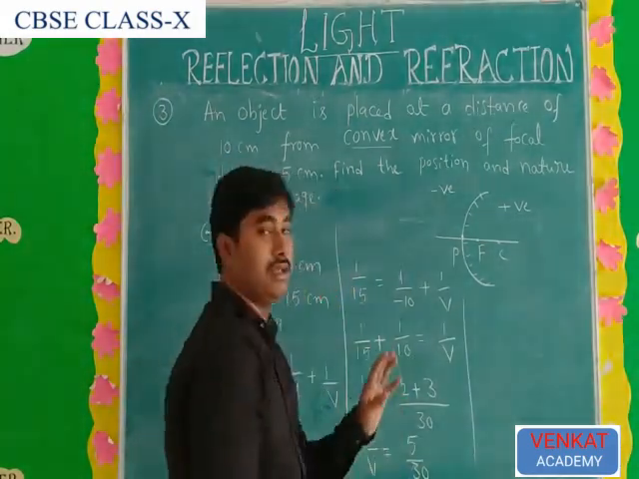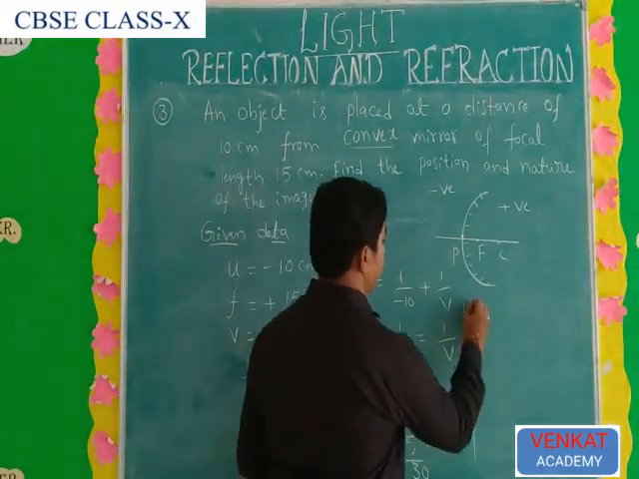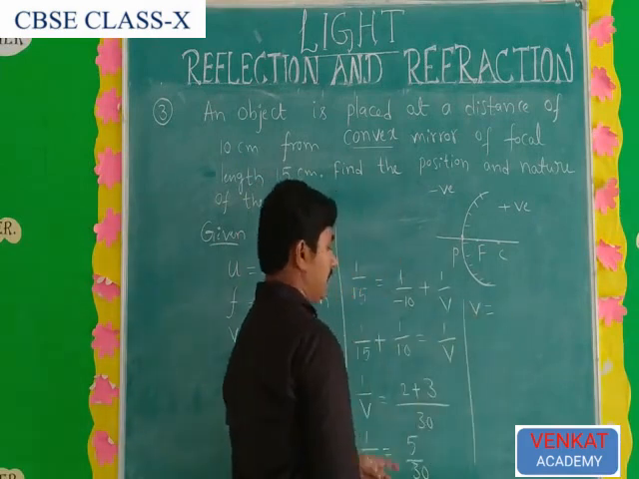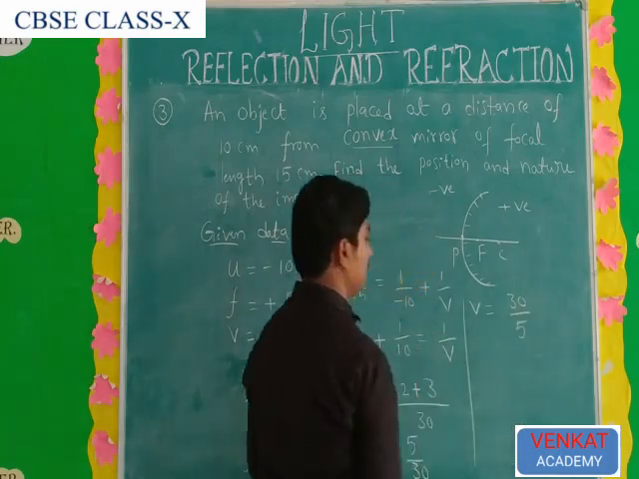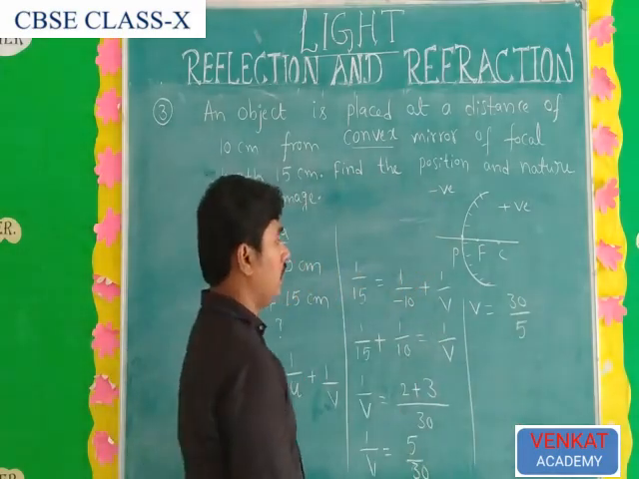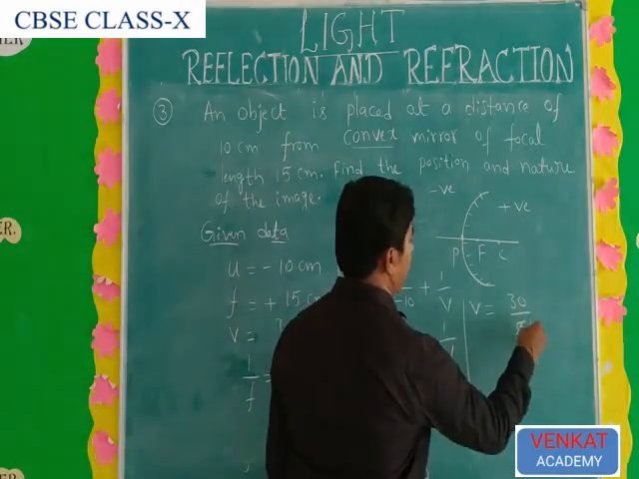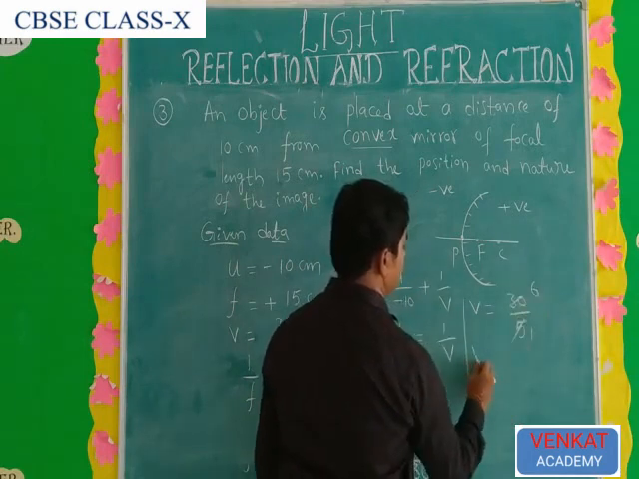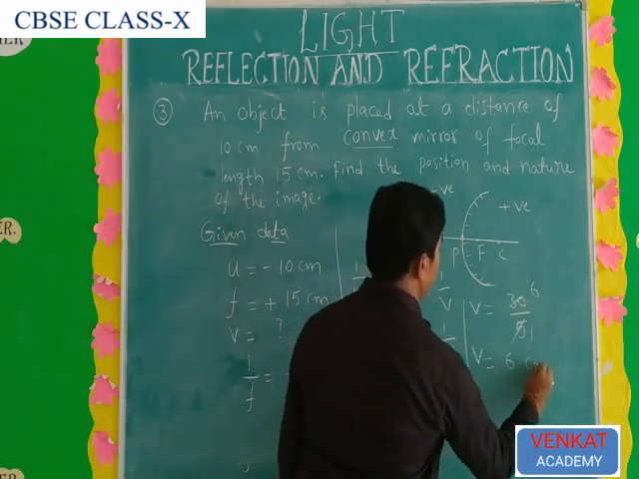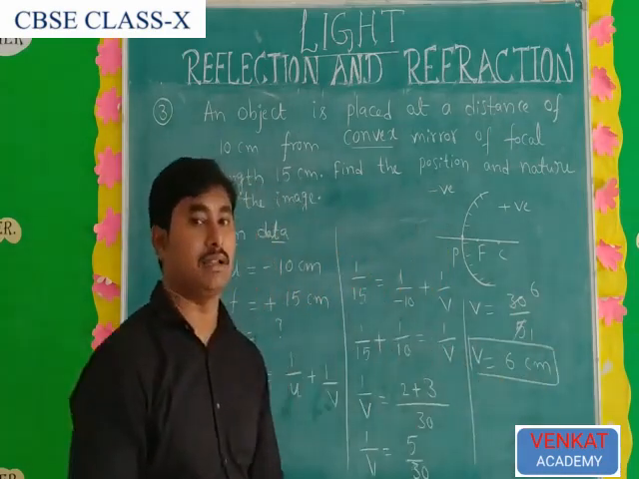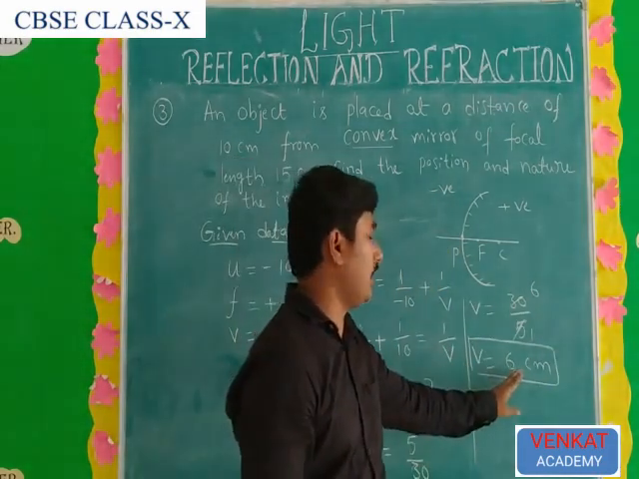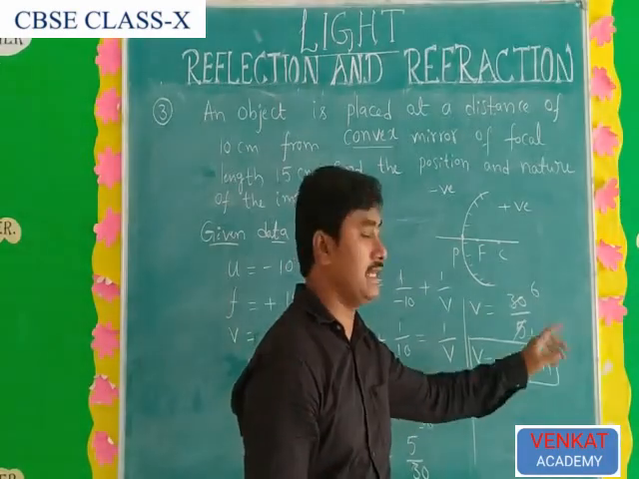Now take the reciprocal. Reciprocal means V by 1, that is V only. V is equal to 30 by 5. Now we have to do the cancellation. 5 sixes are 30, so V is equal to 6 centimeter. So what about the image position? The position of the image is 6 centimeters.